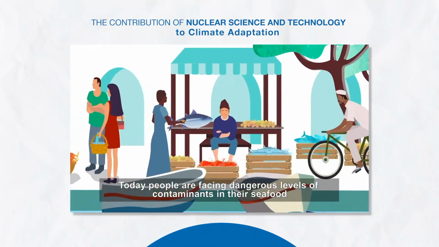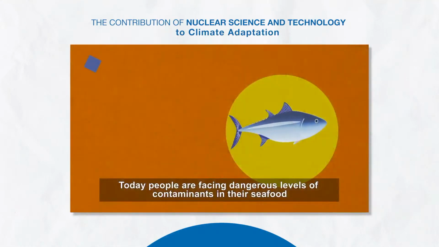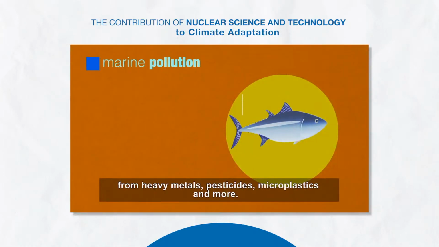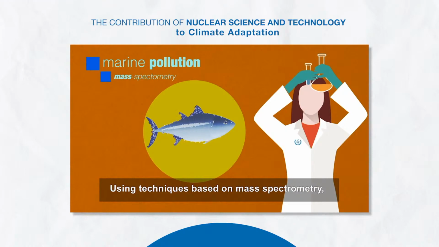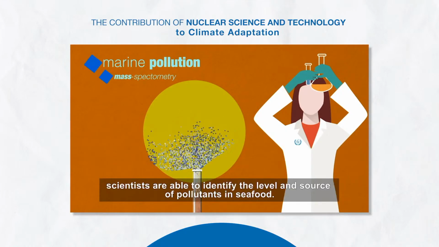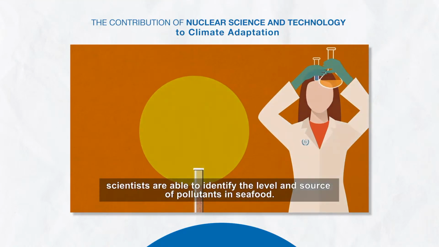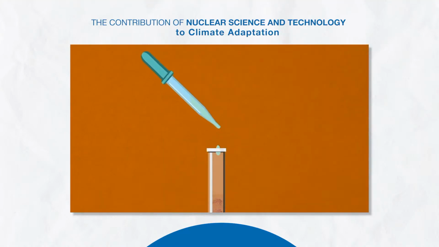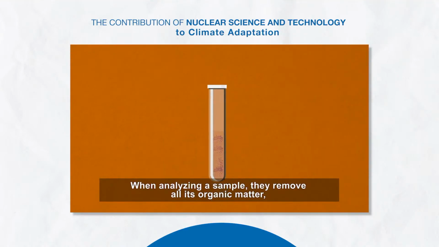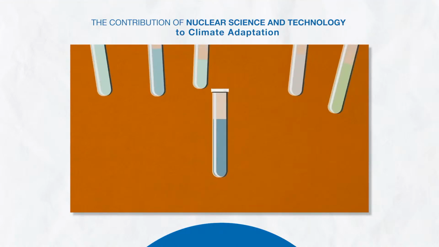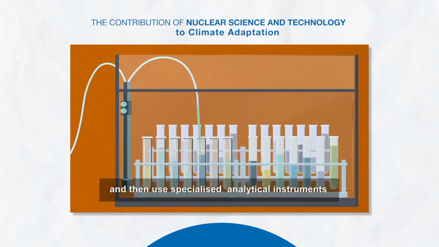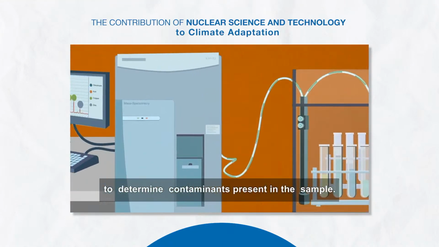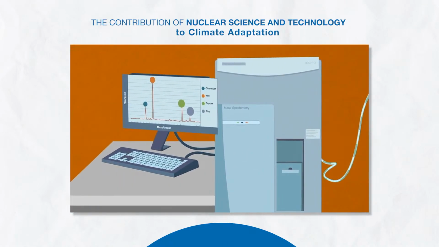Today, people are facing dangerous levels of contaminants in their seafood, from heavy metals, pesticides, microplastics, and more. Using techniques based on mass spectrometry, scientists are able to identify the level and source of pollutants in seafood. When analyzing a sample, they remove all its organic matter, leaving only the contaminants behind, and then use specialized analytical instruments to determine contaminants present in the sample.